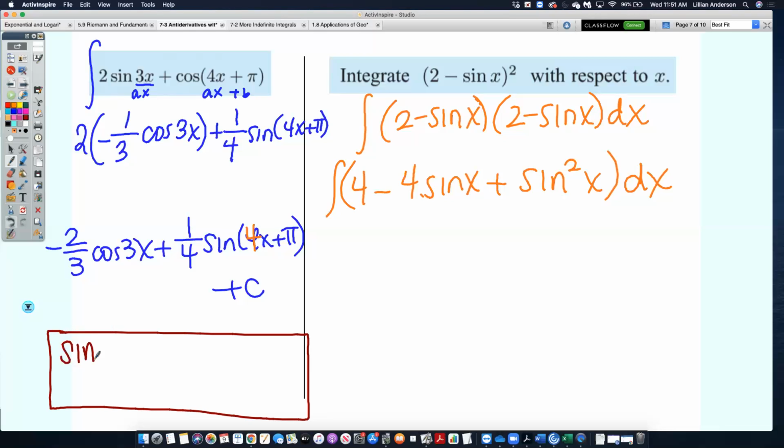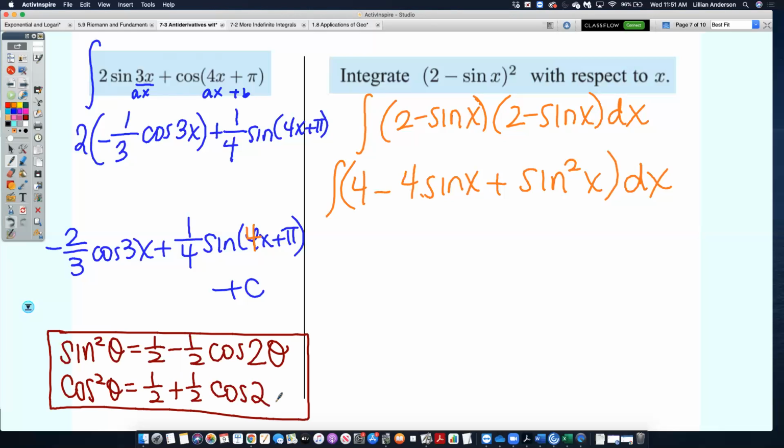So you have sine squared theta is equal to 1/2 minus 1/2 cosine 2 theta. And then cosine squared theta is equal to 1/2 plus 1/2 cosine 2 theta.